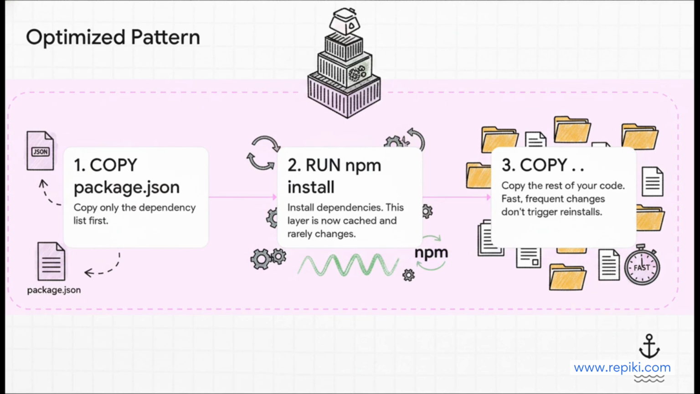Okay, but the optimized pattern is way smarter. First, we copy only the package.json file. That's just the list of our dependencies. Then we run the install. And only after that's done do we copy the rest of our application code. So now that slow npm install layer gets cached. It only reruns when our dependencies actually change, not every single time we edit a file. This is an absolute game changer for your development speed.